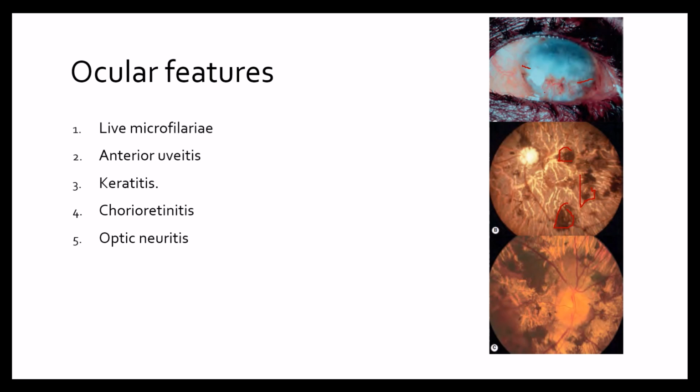Optic neuritis, if it occurs, usually is acute. In the second figure, you can see that the whole area, even adjacent to the disc, is involved, and there is widespread chorioretinopathy.